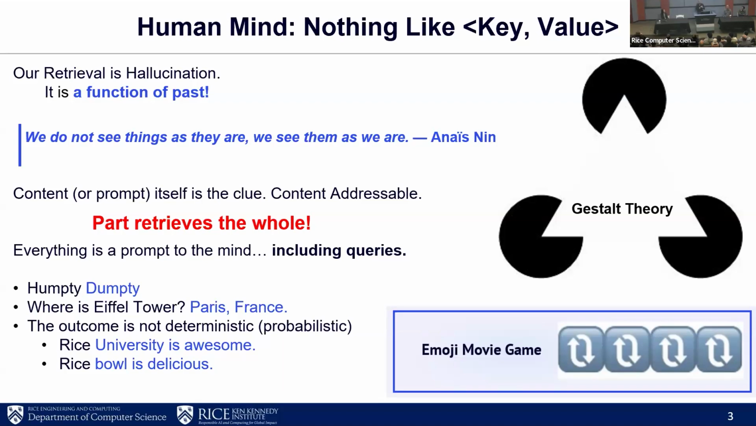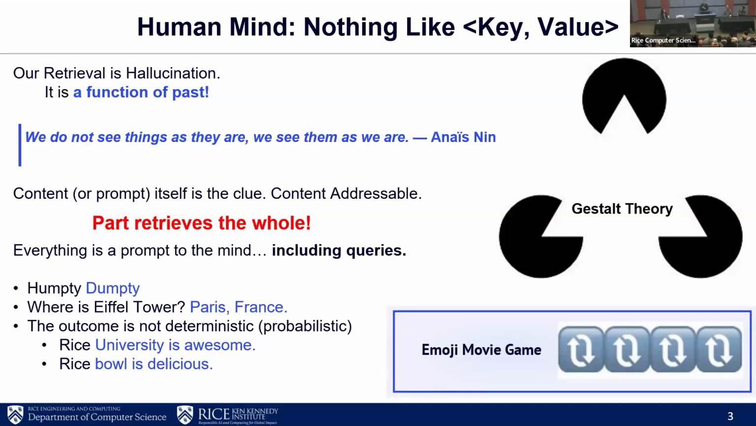It's also very contextual, as in it's not deterministic. For example, sitting here, if I say rice, you will think something like Rice University is awesome. But maybe if you're sitting in a restaurant and I say rice, you will say, well, rice bowl is delicious. And it's not just text.